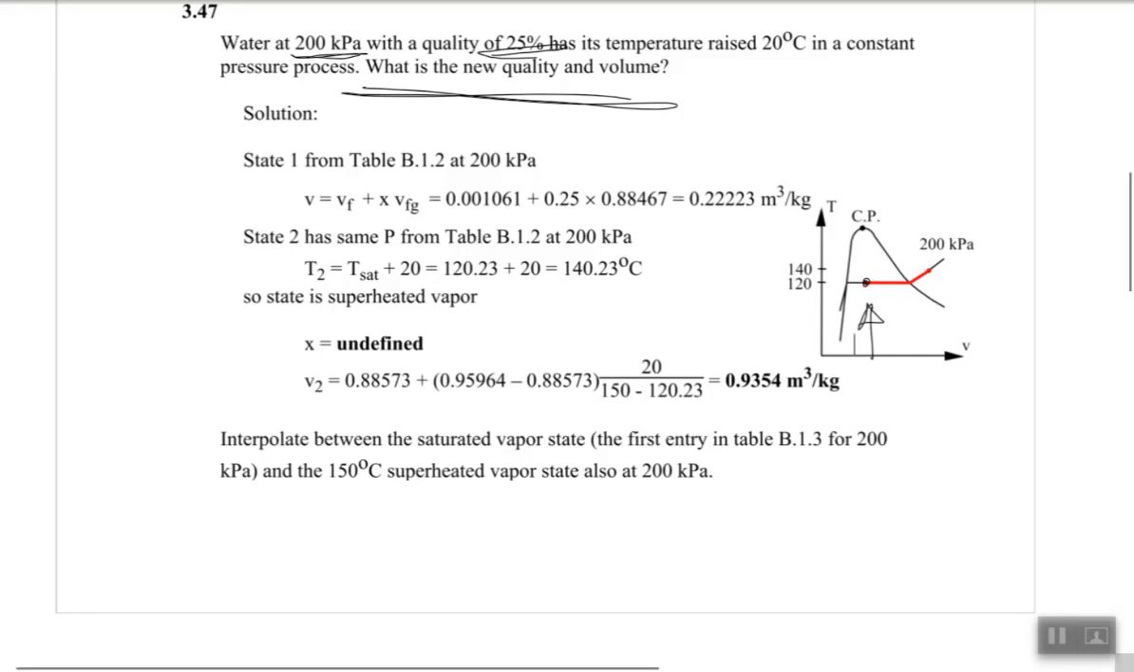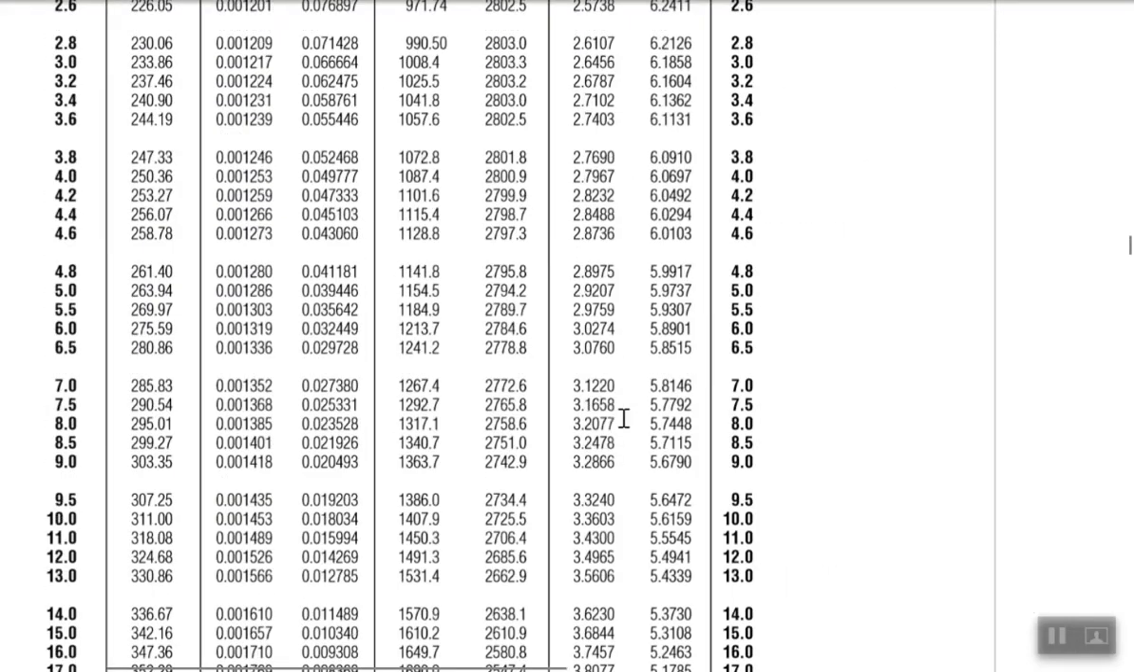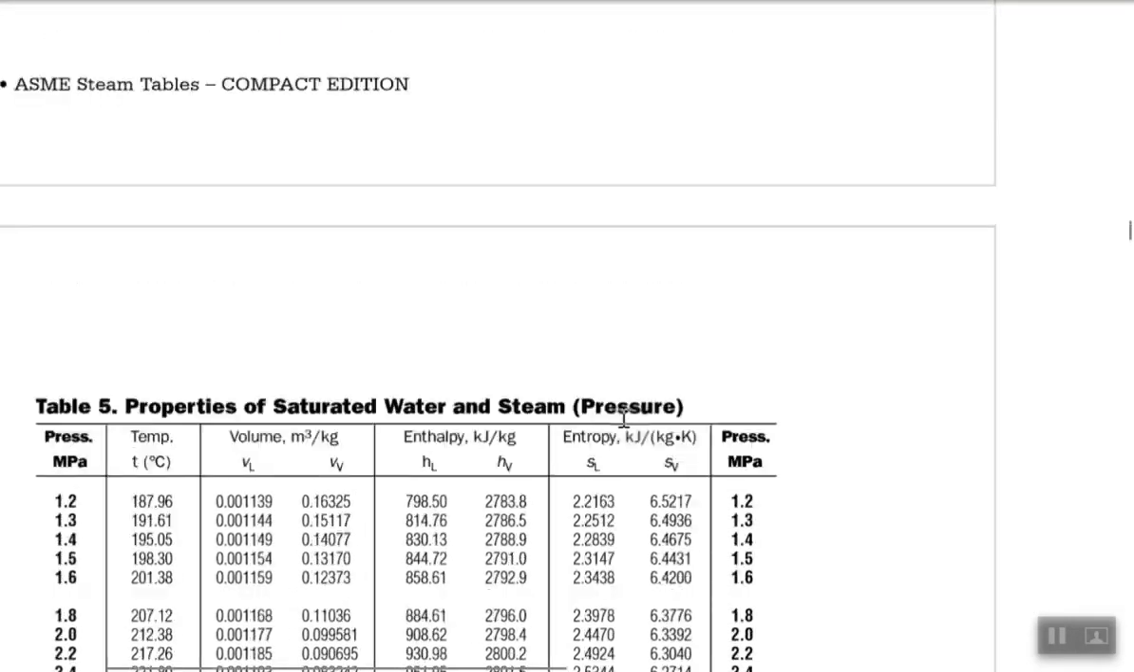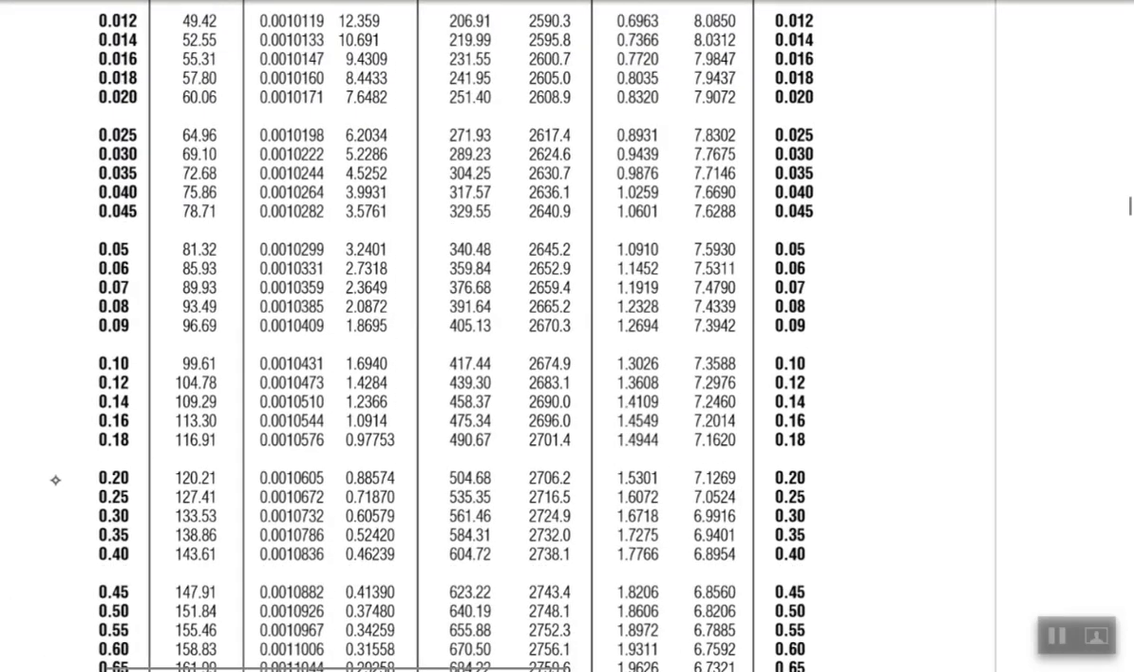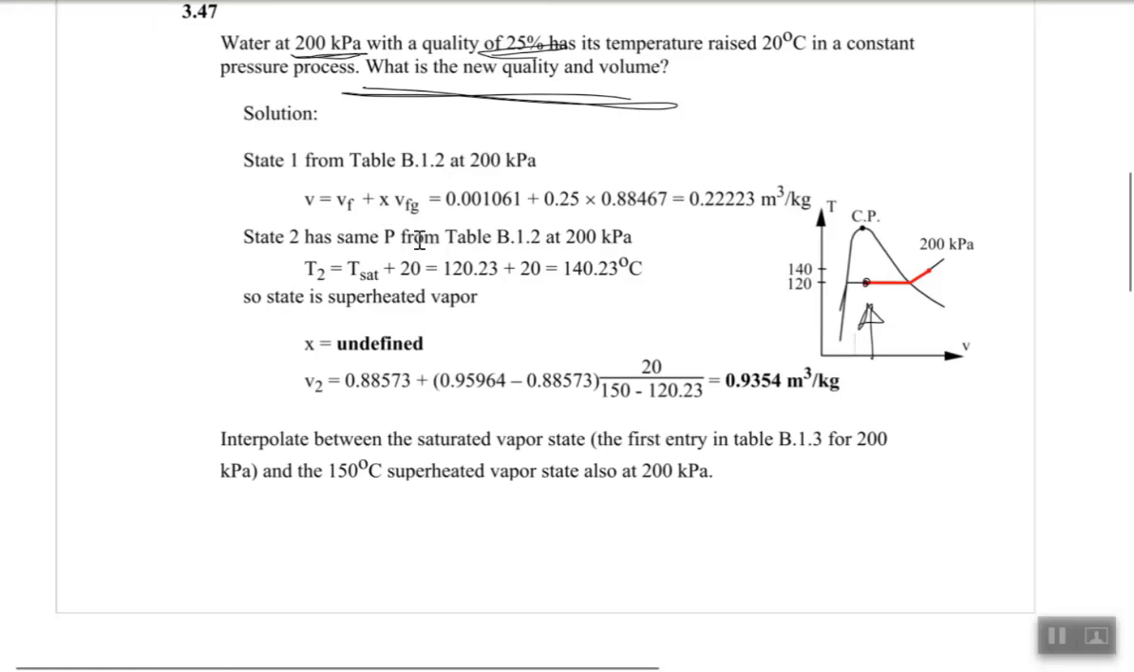So let's check, at 200 kilopascal, find the saturation temperature. Let's move to the saturation pressure at 0.2. The saturation temperature is 120.21 degrees centigrade. So we have a temperature at 200 kPa, 25% quality, obviously inside the vapor dome. Now its temperature is raised 20 degrees centigrade in a constant pressure process.